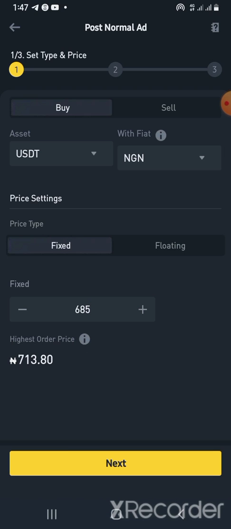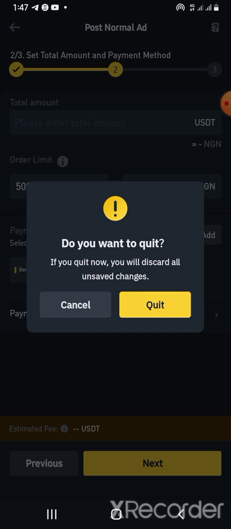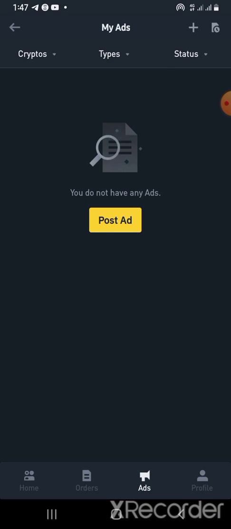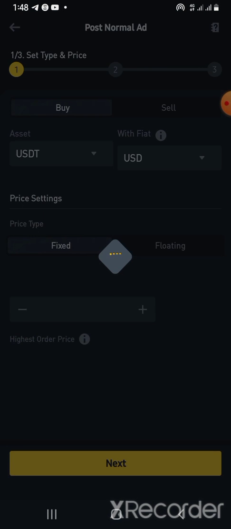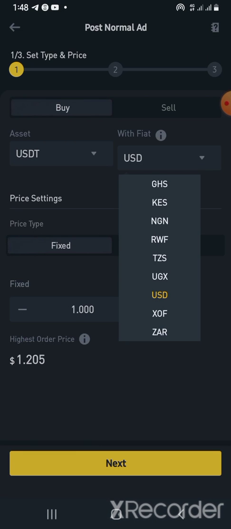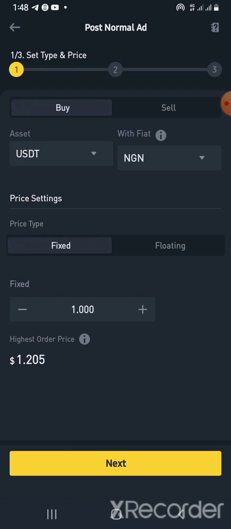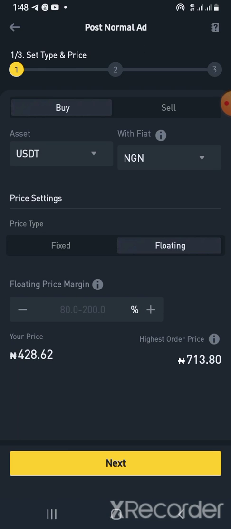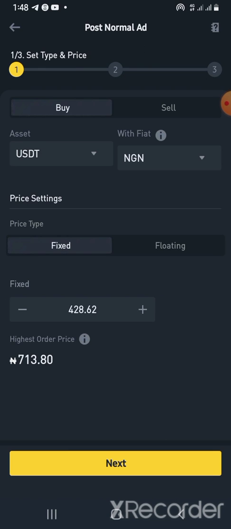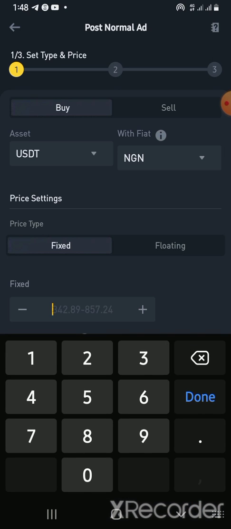Then if I click on next, ensure before you click on next, let me show you something. Ensure that this thing is not in dollars, it's in naira. Then put it on fix. Don't let it be on floating. Put it on fix. You understand? So you now set the amount you want to buy.